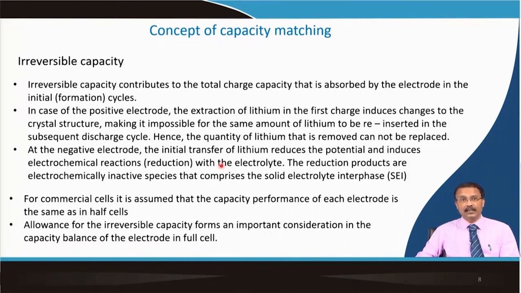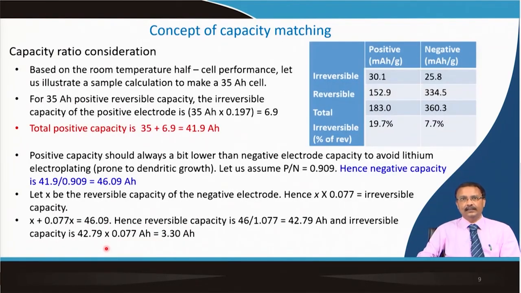Now, for the commercial cell, it is assumed that the capacity performance of each electrode is the same as in the half cell. So, allowance for this irreversible capacity, which is of a different percentage as you have seen, is an important consideration while you do the capacity balance of the electrodes in the full cell. Now, let us take an example. So, the capacity ratio you can basically estimate.